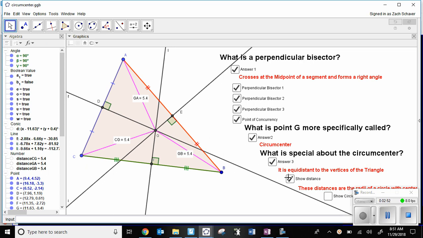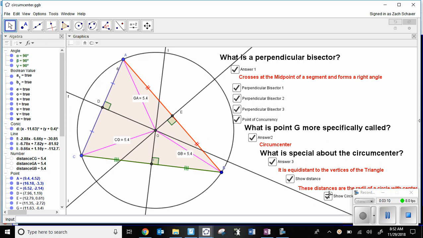Okay? The reason that we call this the point, the circumcenter, is because we can draw a circle with the center G, and all of those purple segments in there, those are considered a radius of the circle. So my circle is actually going to go around the triangle, like so. That's how they come up with the name of it. You don't necessarily need to know the circle portion as much, but you do need to know that the circumcenter is equidistant to the vertices.